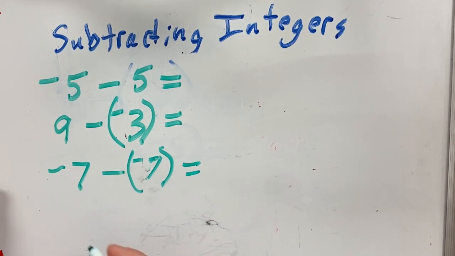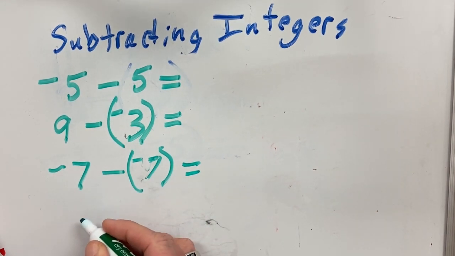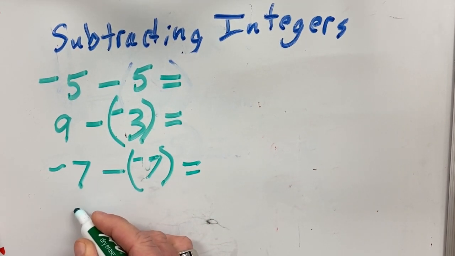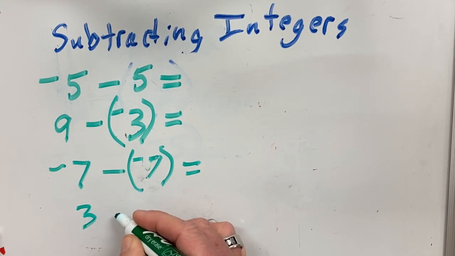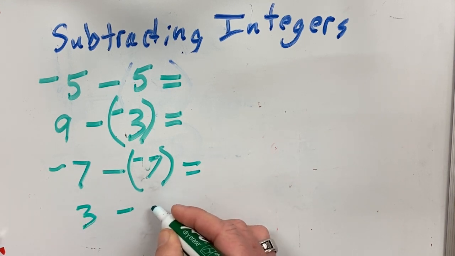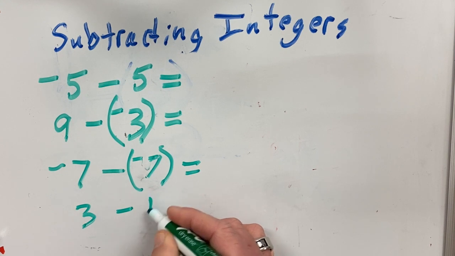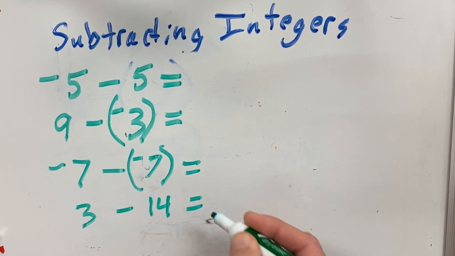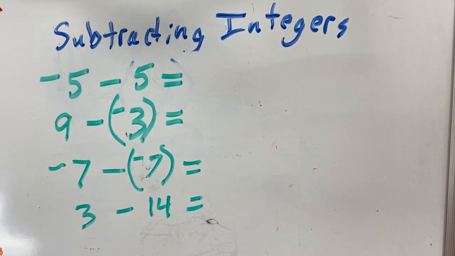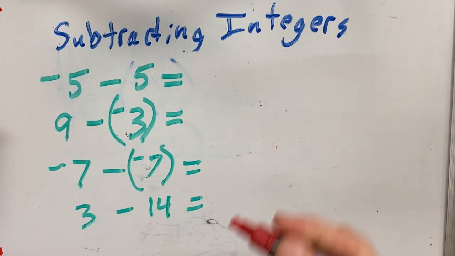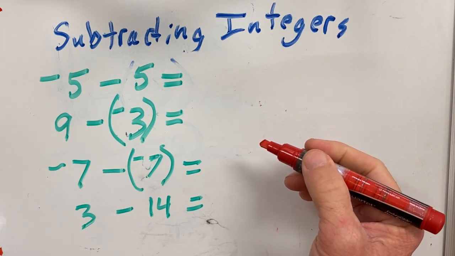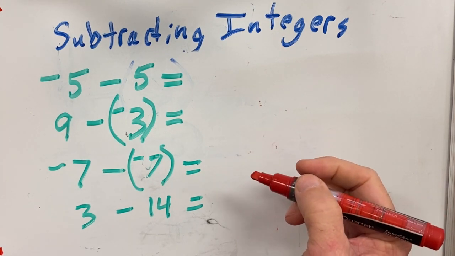And one more. Let's do 3 minus 14. Okay, so I'm going to give you an opportunity to do those, and then you can compare your answers with what the correct ones are. Okay, now that you've answered the questions, you're looking at this video. You should know what you did wrong already or what you did right. But if you don't, let's take a look at it.